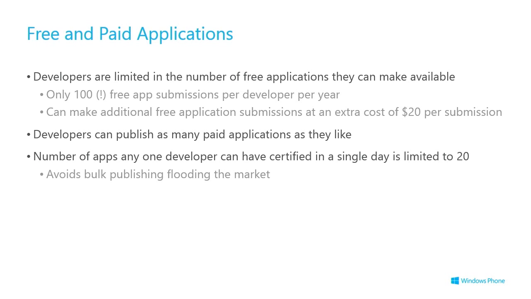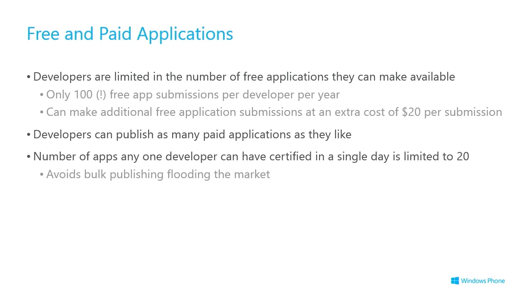So if you send up an app for verification, and it's a free app, and it fails, you'll get a failure report, and then you'll fix it and submit it again, and then it gets published. That's 2 submissions that you've used up. Once you've hit your 100 threshold, you can do additional free application submissions at an extra cost of $20 each time. So no limit to paid applications.